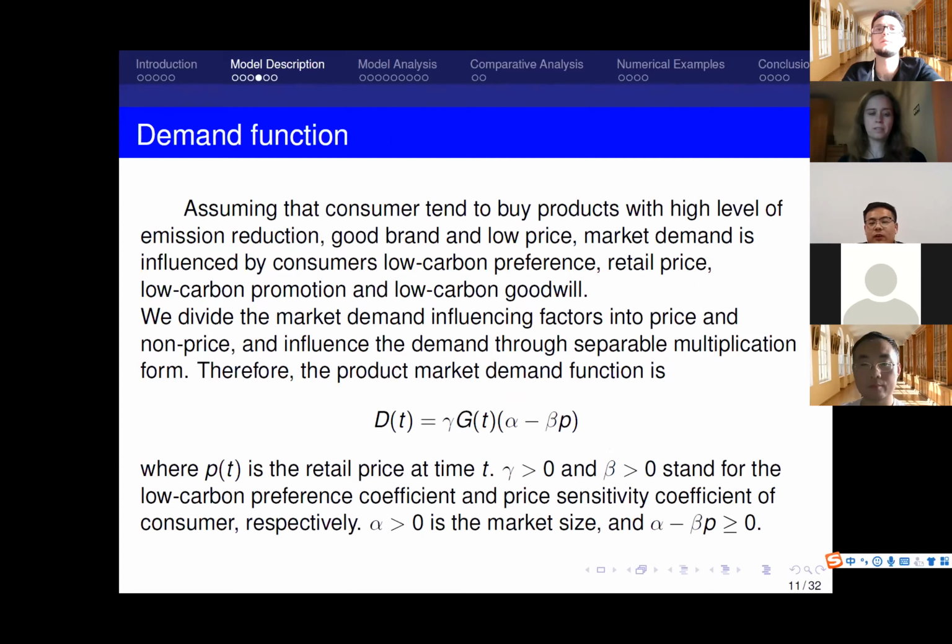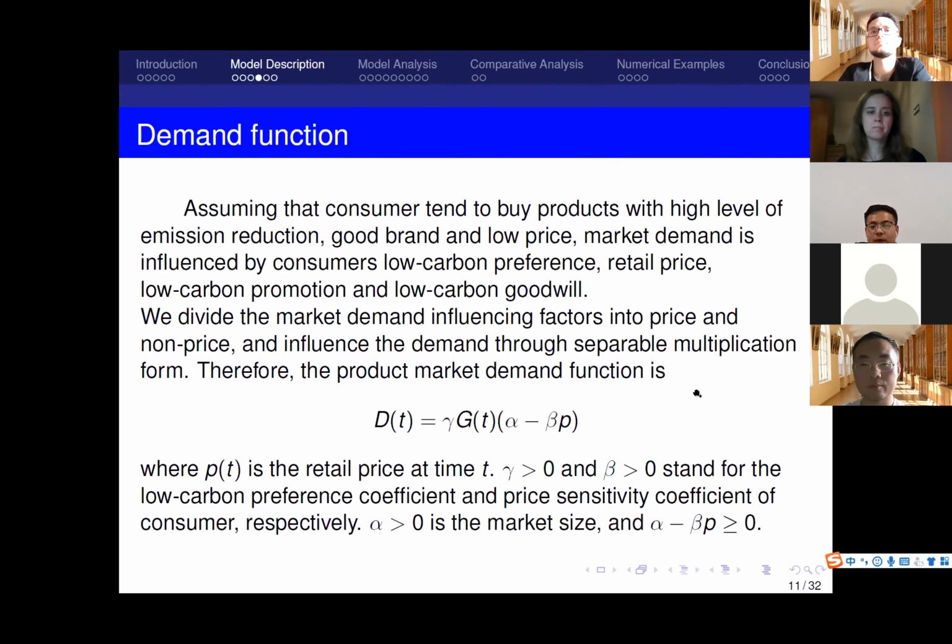For example, if I want to buy something, now I will locate the green and the carbon emission level. The market demand is influenced by consumers' low carbon performance, retailer price, low carbon promotion, and low carbon goodwill. We divide the market demand influencing factors into price and non-price, and they influence the demand through a separate multiplication form.